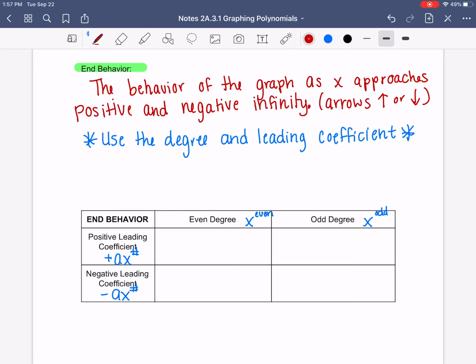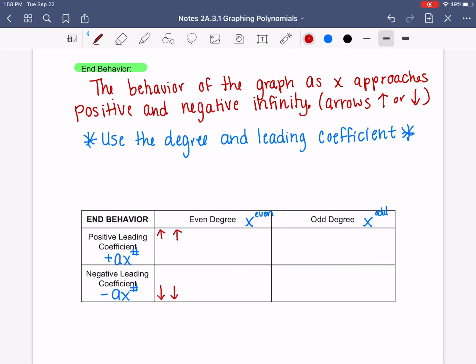So what you're going to use is those facts to decide on your end behavior. What's going to happen at the end of your graph? If it's an even degree, what you need to know is that your arrows on both the left and right hand side are both going to be pointing up if it's positive, and they're both going to be pointing down if it's negative. So an even degree means both arrows are going to be pointing the same direction. If that is positive, then both arrows are pointing up. If it's negative, both arrows are pointing down.